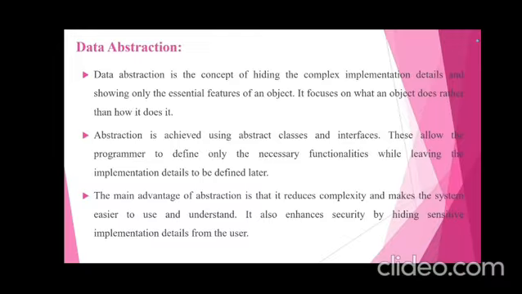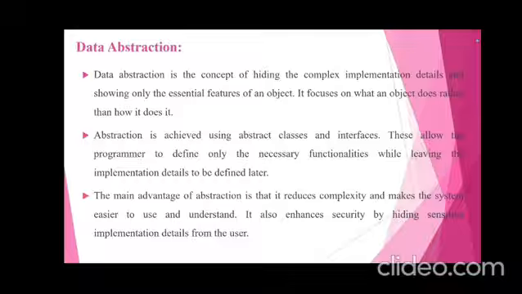And the next one is data abstraction. Data abstraction is the concept of hiding the complex implementation details and showing only the essential features of an object. It focuses on what an object does rather than how it does it. It means we hide the internal working details of an object and only expose the important features that the user needs to see. We are concerned with the functionality of the object, not the internal logic behind it.